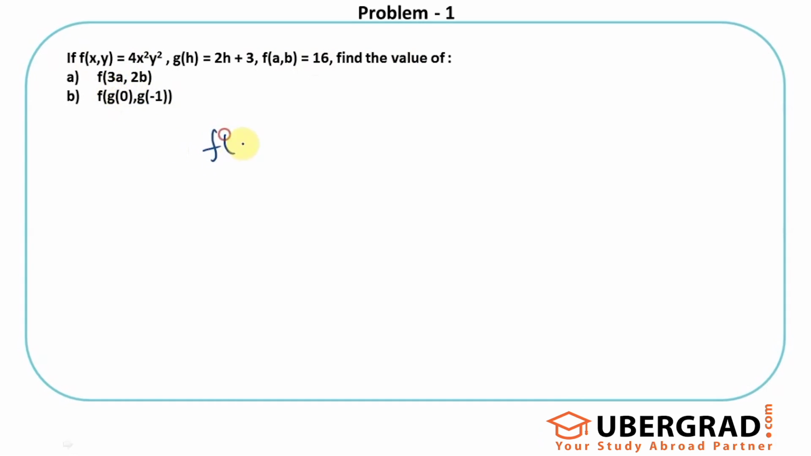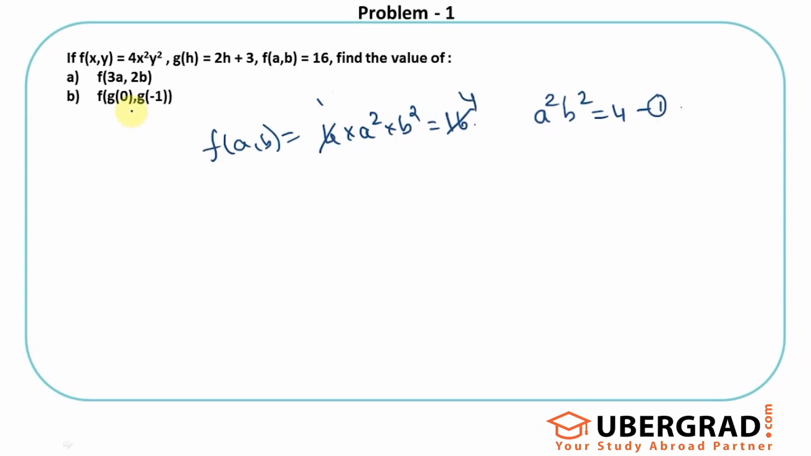So you see, what is f of a comma b according to the definition of the function? 4 into a square into b square equals 16. 4 1s are 4, 4 4s are 16. So I know that a square b square is 4. I'll keep this aside for now. What is the question asking me? To find out f of 3a comma 2b.